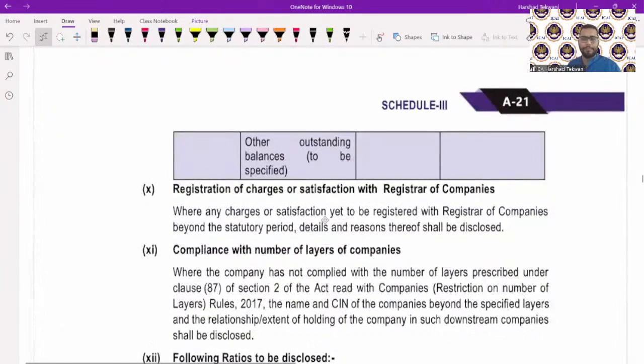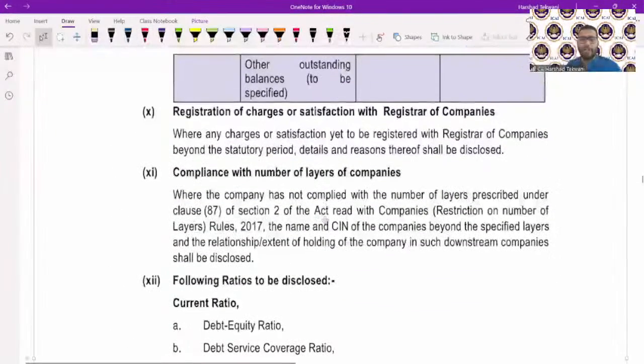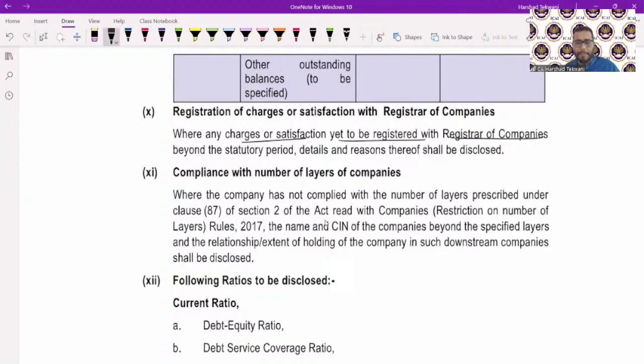Registration of charge or satisfaction of charge. So whether any charge or satisfaction is yet to be registered with the Registrar of Companies beyond the statutory period, provide the details and reasons thereof. So, pending registration or satisfaction of charge.